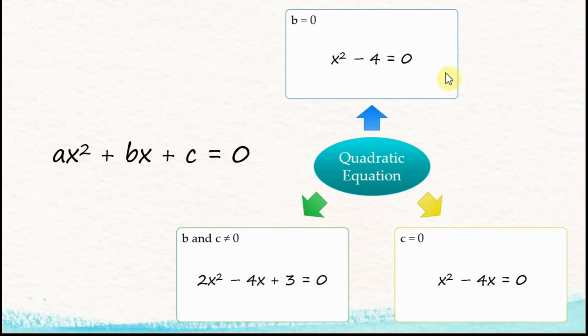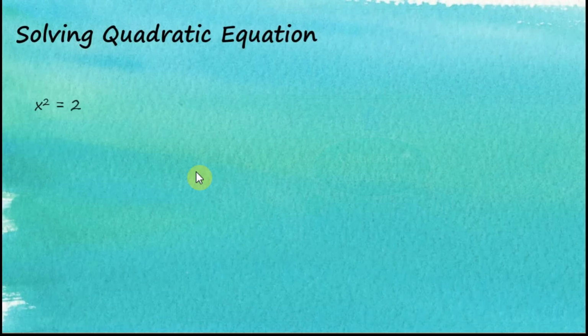Solving the quadratic equation for the first class and second class is easy, and I'm going to discuss this in this video. Solving the last class of quadratic equations is more complicated, and I'm going to discuss this in our next video. If you already know how to solve quadratic equations for these two types, then you can proceed straight away to our next video. Now let's see this example. x squared equal to 2.